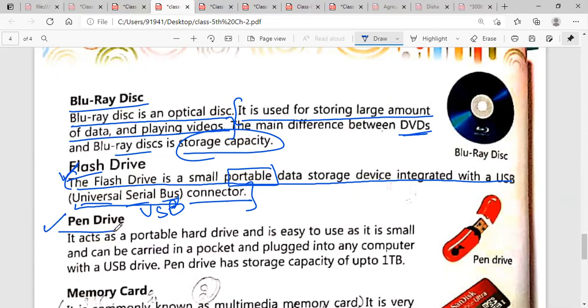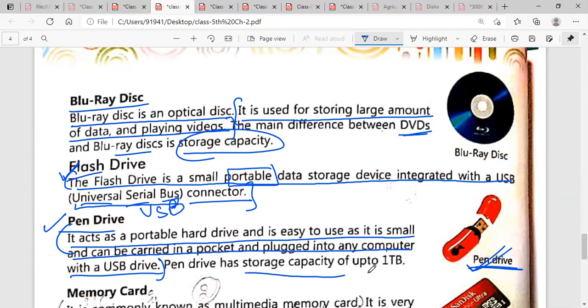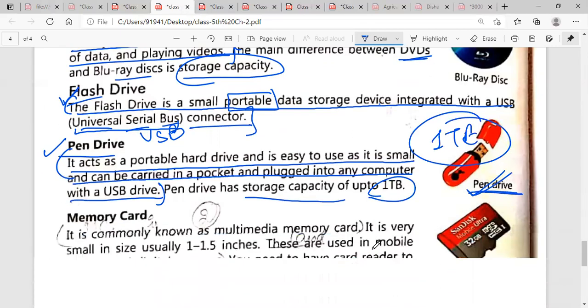Now next is pen drive. It acts as a portable hard drive and is easy to use as it is small and can be carried in a pocket and plugged into any computer with a USB drive. Up to this, underline this. Everyone knows how your pen drive looks, you can see the image here. It has a storage capacity up to 1 TB. You can purchase a pen drive up to 1 TB, and it is very small in size, and you can connect it to any computer. So it is easy to use.